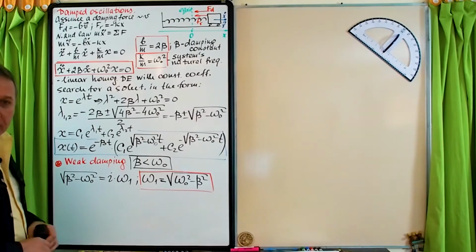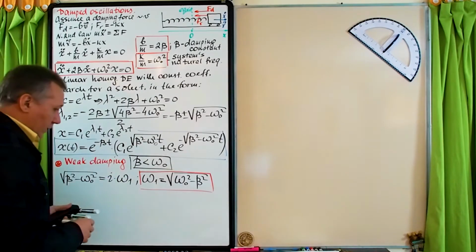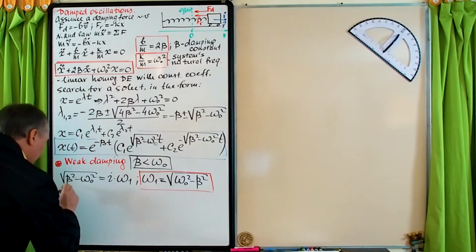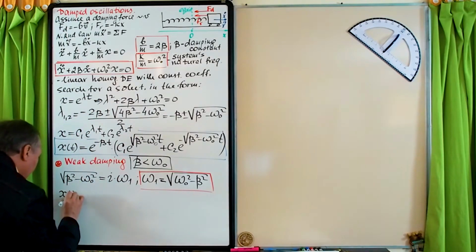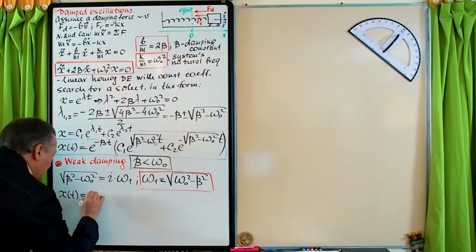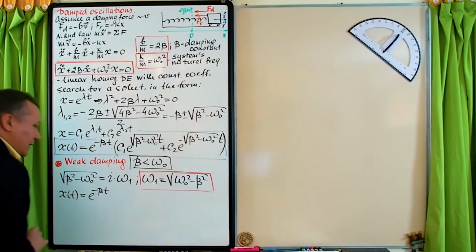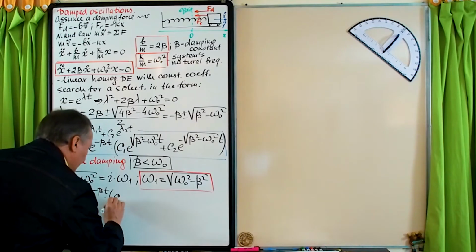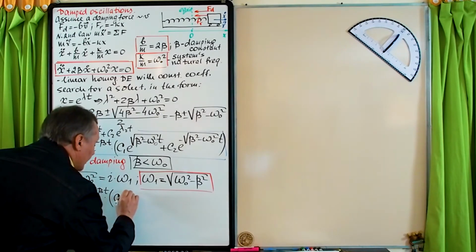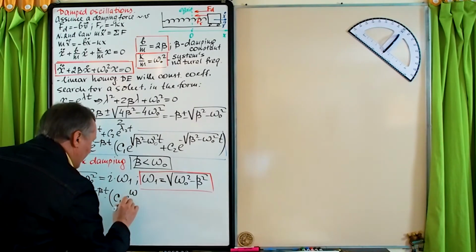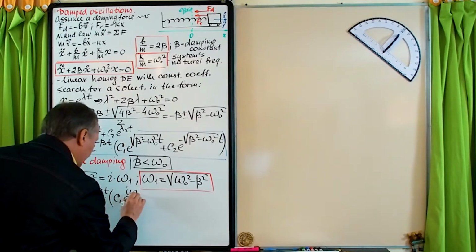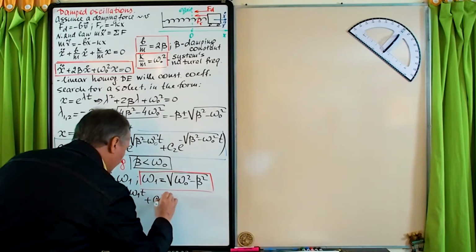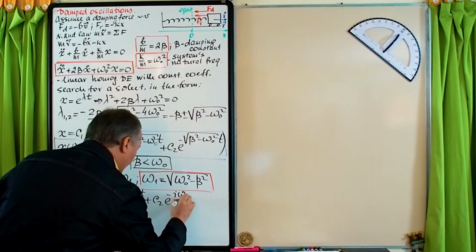Okay, so now let's rewrite the solution using this omega 1. So it will be x as a function of time equals e to the power of minus beta t, a decaying exponential, times c1 e to the power of i omega 1 t, plus c2 e to the power of minus i omega 1 t.